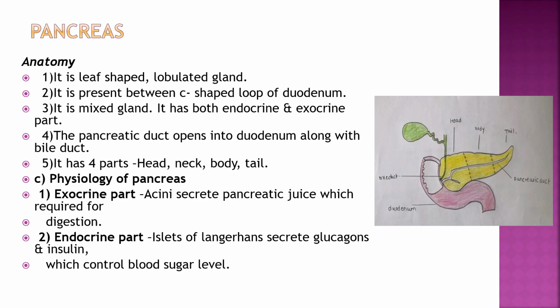The pancreas is present in the C-shaped curve of the duodenum, and it has two parts: the exocrine part, which secretes pancreatic juice, which contains amylase for digestion of carbohydrate, and the endocrine part, that is beta cells of the islets of Langerhans, which secrete insulin, and it is mainly for the regulation of the blood sugar level.